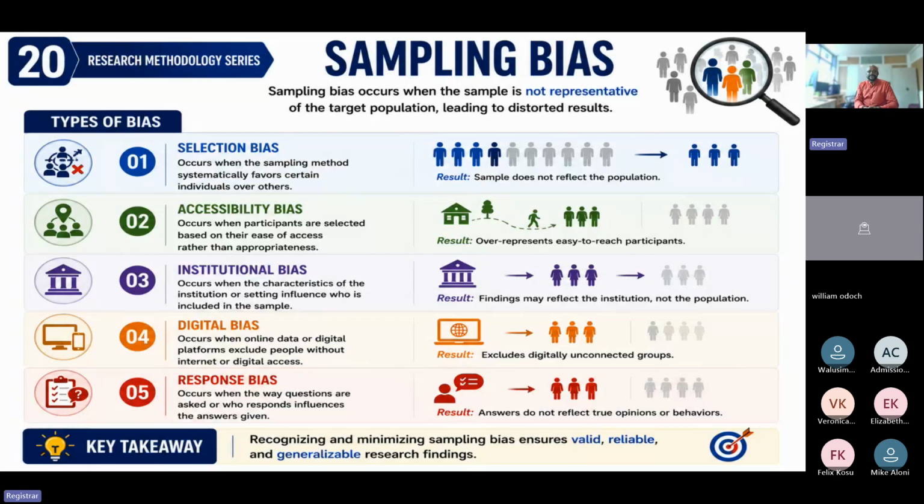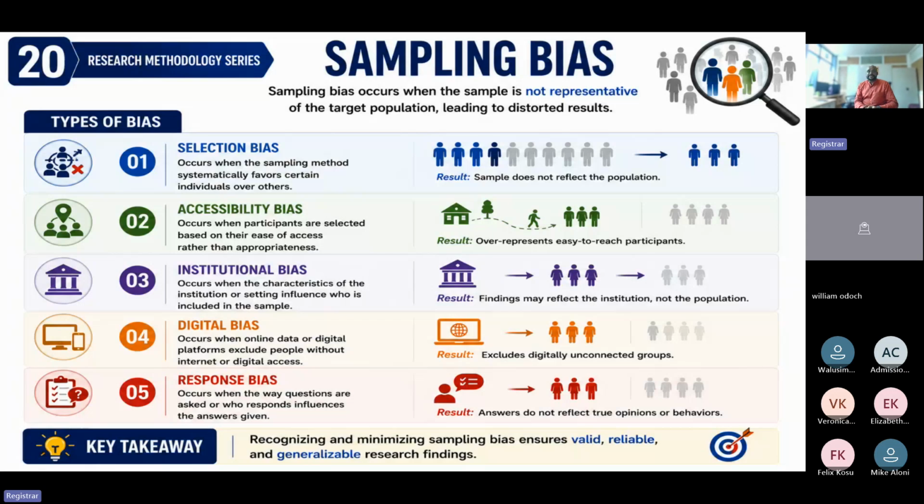So I just want to say five important biases that happen. One is selection bias. This is where you are not properly using a probabilistic sampling technique. So the sample does not reflect the real population. You know, as a researcher, your first aim when you do sampling is that your sample is a miniature of your population. Otherwise, what is the use of doing that? So this is one, selection bias.